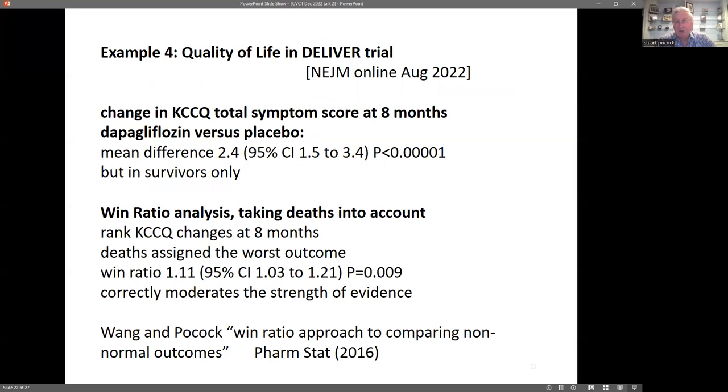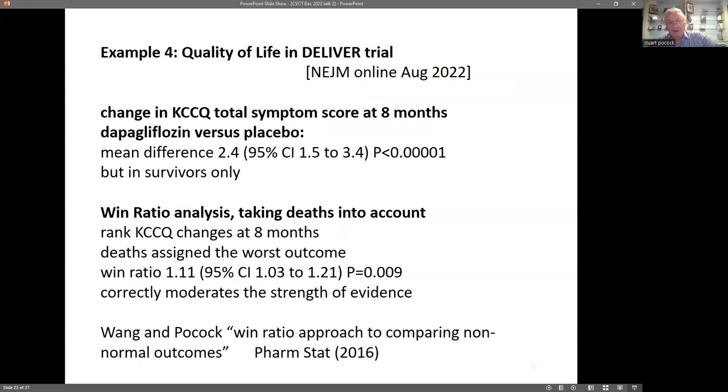An example of a drug trial looking at quality of life is a trial called DELIVER. And this was in preserved ejection fraction heart failure. So the same patient population broadly as the Emperor Preserved trial, which I showed in my very first example in slide 2 or 3 back at the start of my talk. As a secondary issue, they wanted to look at changes in quality of life, the KCCQ total symptom score, say at 8 months, which was a predefined primary time point.